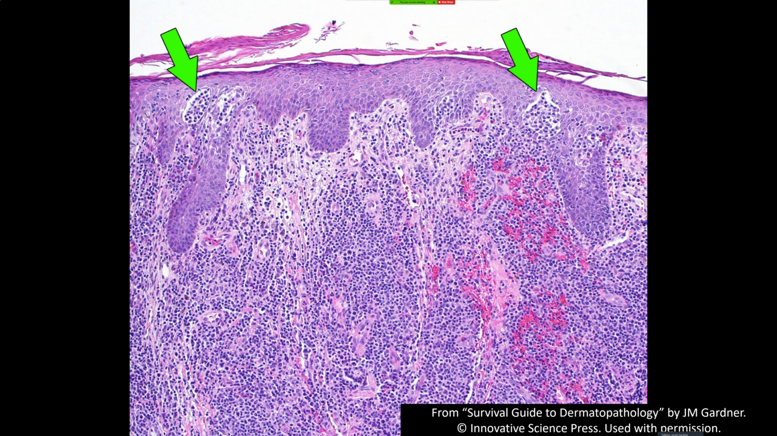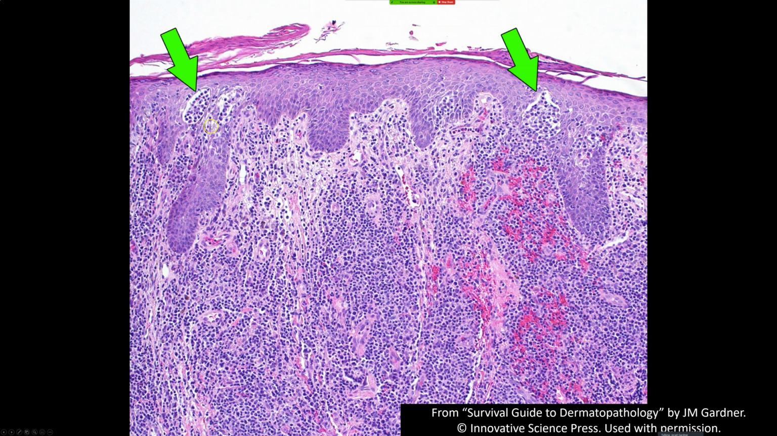Now, here's a more exuberant example. This was probably either plaque stage or even tumor stage mycosis fungoides. Even though those are clinical terms, they do correspond with what we see microscopically. And the reason I'm showing you this one is, in addition to the real dense infiltrate down in the dermis, look what's happening up here.